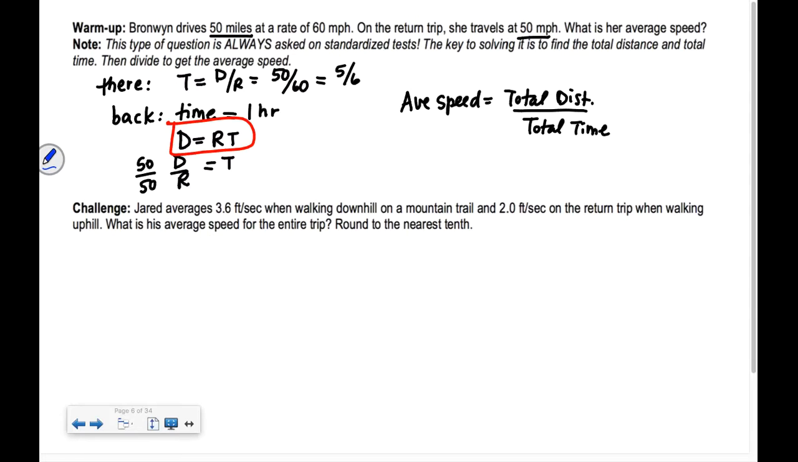So in this case, our total distance, she went 50 miles there, she went 50 miles back. How many miles did she go? 100 miles total, right? So we'll write 50 plus 50, which is 100. And the total time it took her was not 2 hours. It was an hour and 50 minutes, right? So it took her 1 plus 5/6 of an hour.